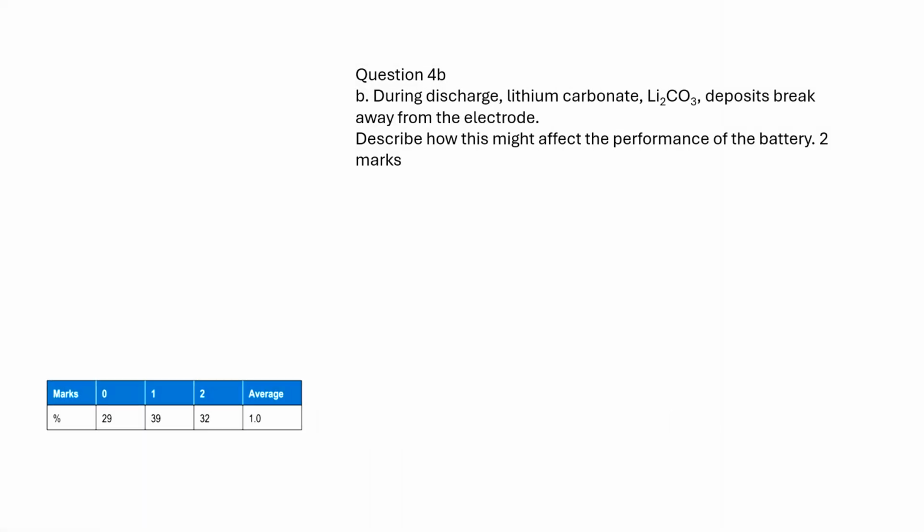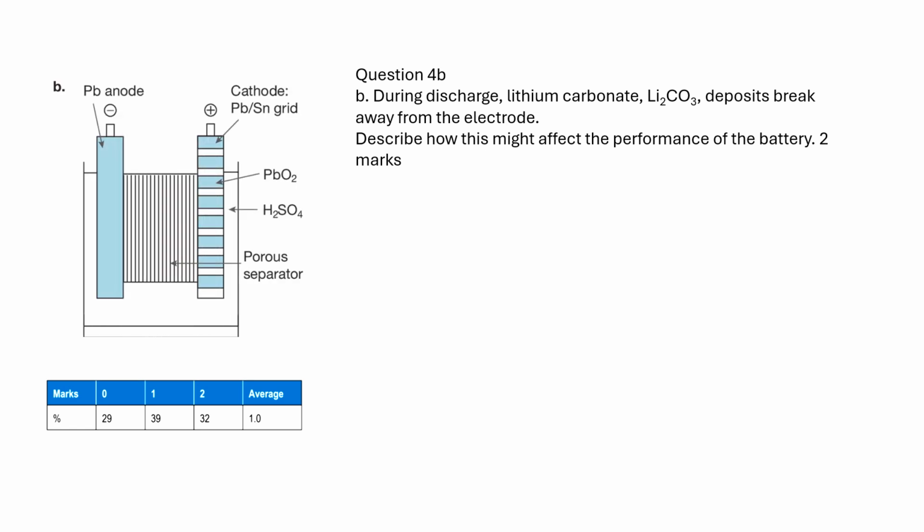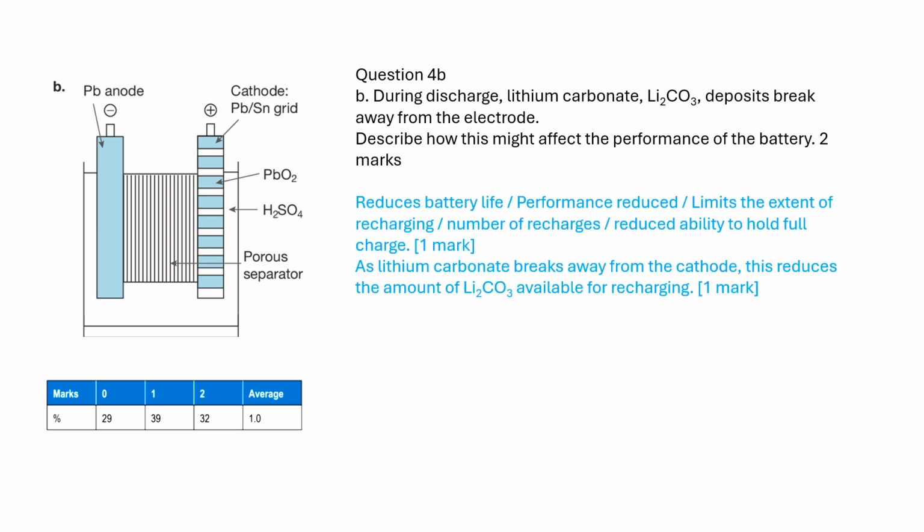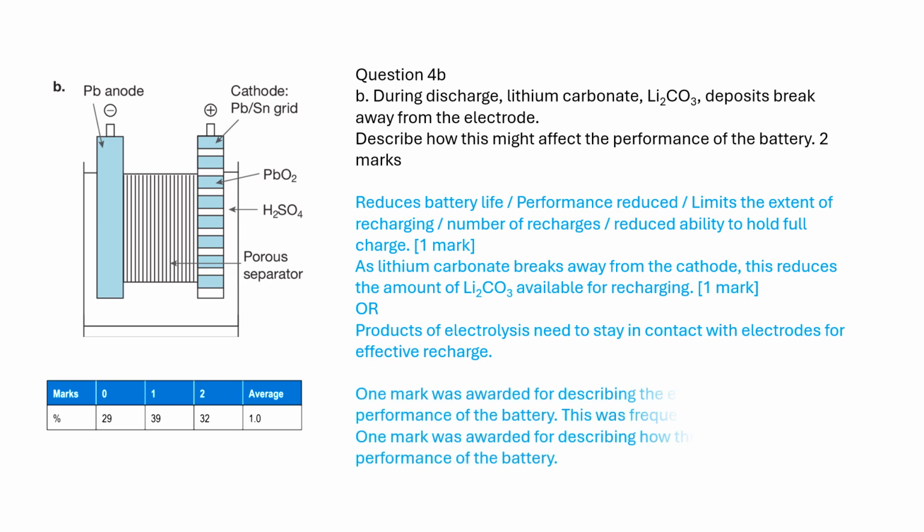To regenerate the reactants, the products formed in the rechargeable cell during discharge must remain in contact with the electrodes in a convertible form. This reduces battery life. As lithium carbonate breaks away from the cathode, the amount of lithium carbonate available for recharging is reduced.